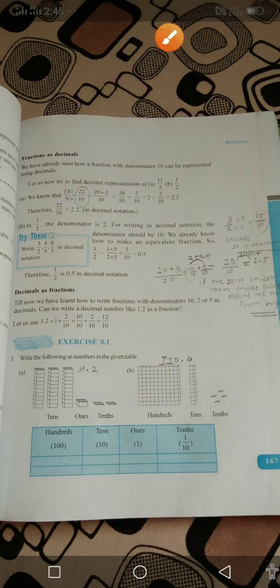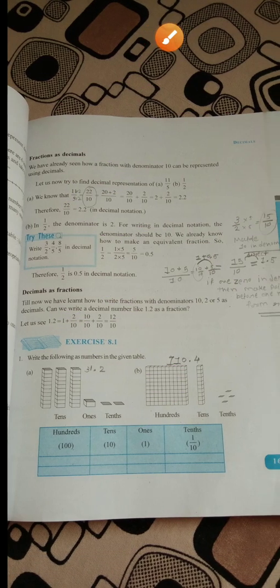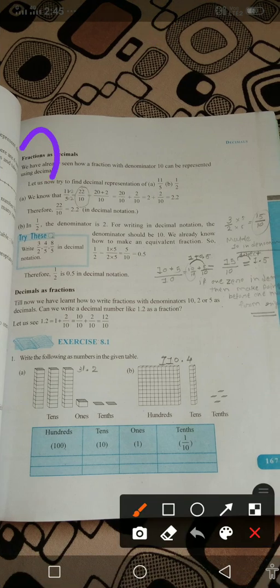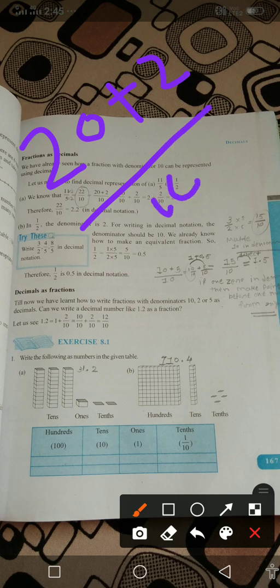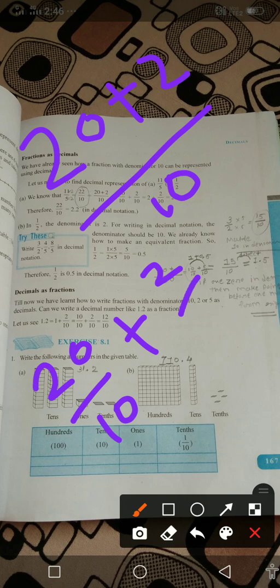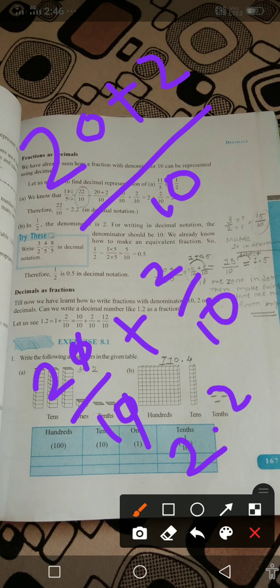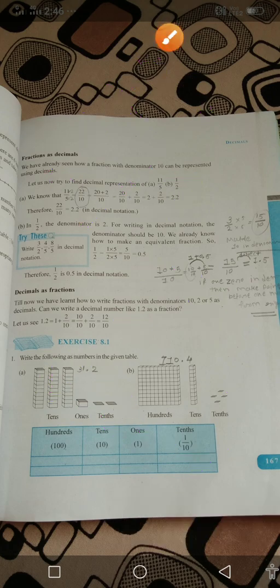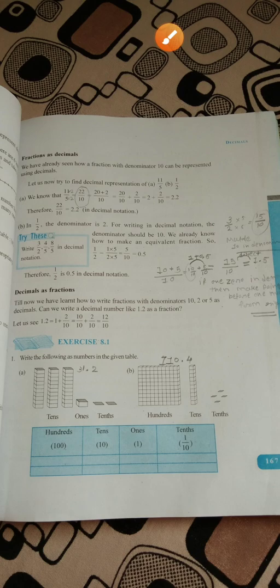But another way: 22 by 10, then we can write 20 plus 2 by 10. So 20 by 10 plus 2 by 10. So here the zeros cancel, so only 2 remains, and this is the tenth part, so we can write 2.2 like this. Okay, in your textbook it is explained very well, and I have also written everything over here.